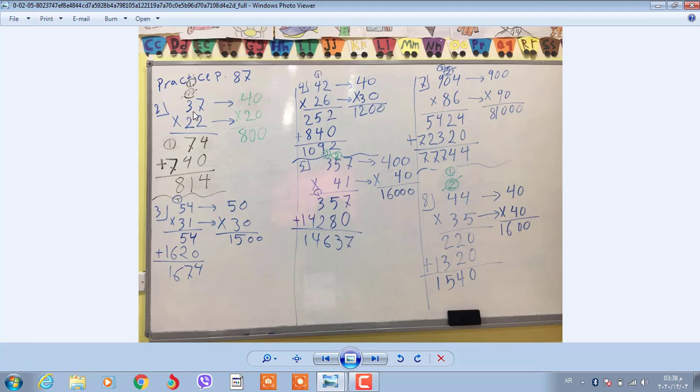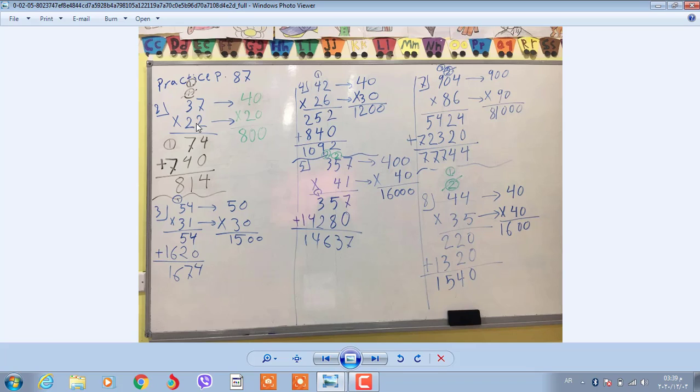Okay, practice to say 37 multiplied by 22. The first time we do estimate. For 37 it is 40 because 7 is greater than 5, and for 22 we have 20 because 2 is less than 5. So 40 multiplied by 20 equals 800. We have 2 zeros, and 4 multiplied by 2 equals 8, so 800.